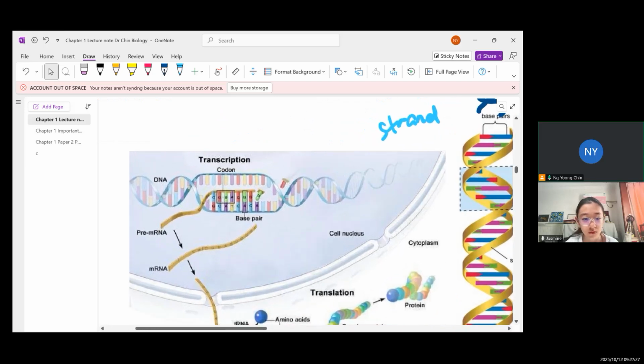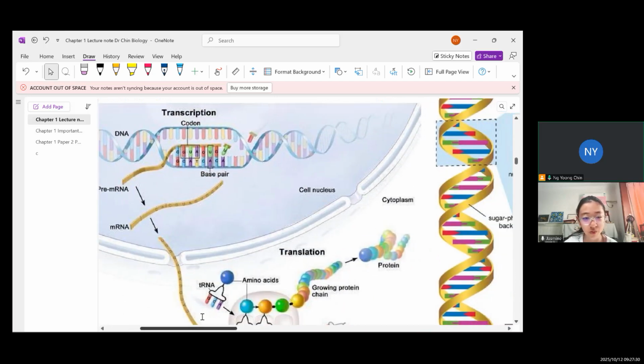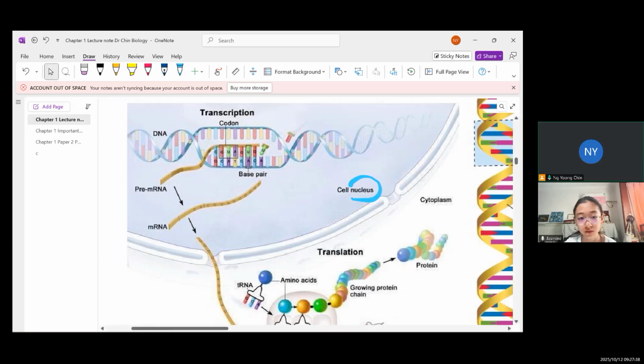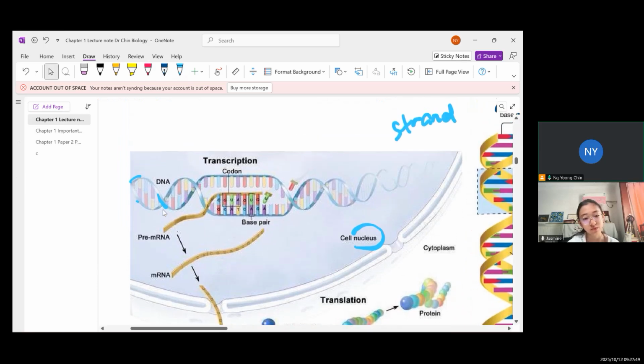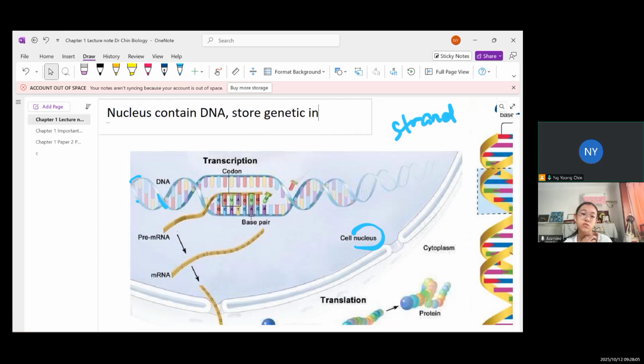So this is in the nucleus. Inside the nucleus, you have the DNA. These are the intertwined strands of the DNA, the double helix of DNA. So what is found inside the DNA? The nucleus stores the genetic information. It's because the nucleus contains the DNA, so it's able to store the genetic information.